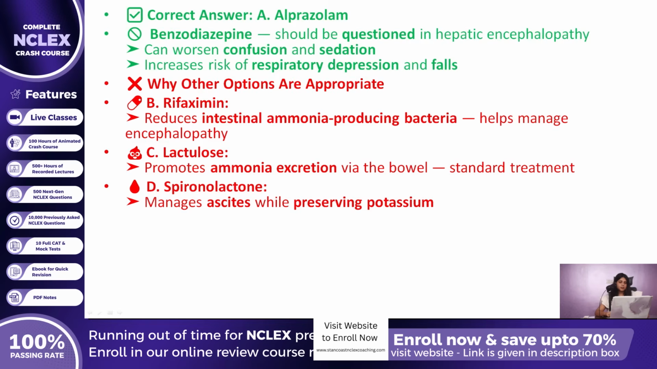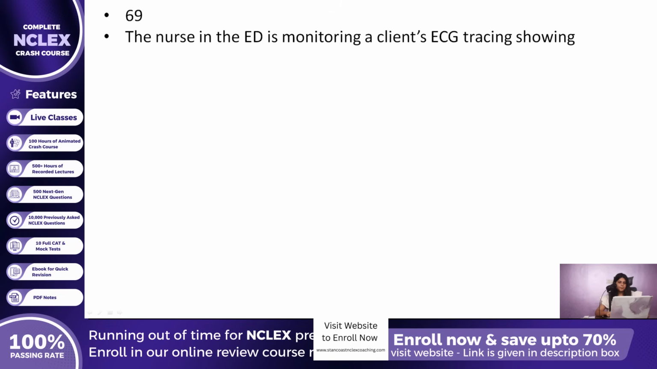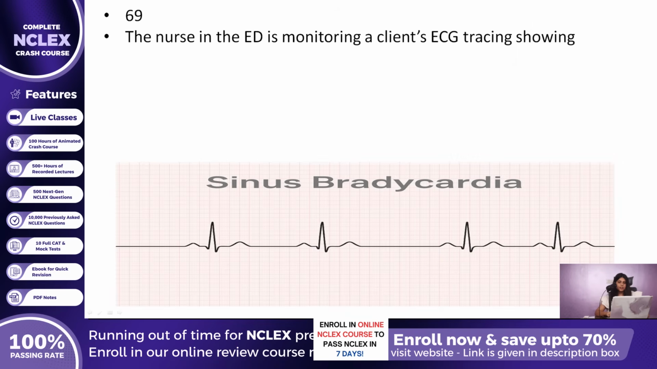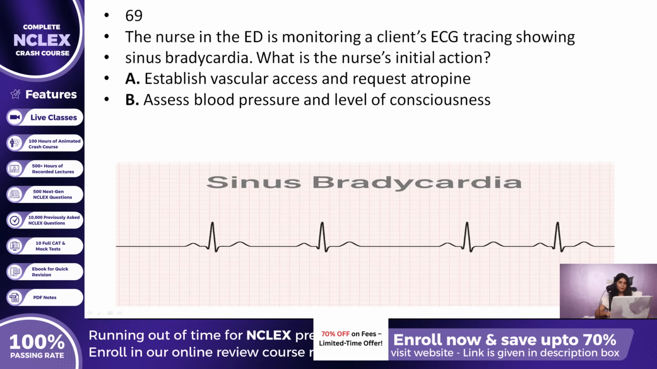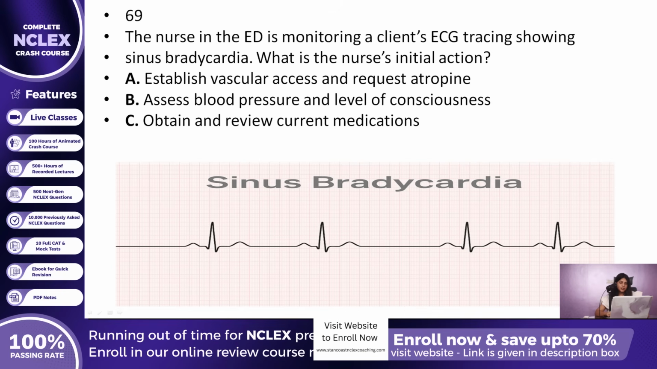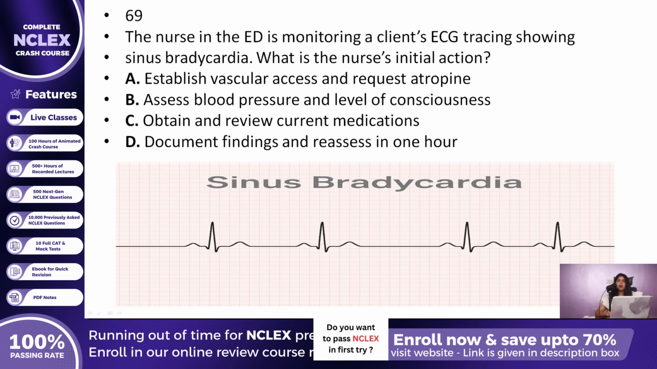Now let's focus on another question. 69. The nurse in the emergency department is monitoring a client whose ECG tracing shows sinus bradycardia. The options are A. Establish vascular access and request atropine. B. Assess blood pressure and level of consciousness. C. Obtain and review current medications. And D. Document findings and reassess in 1 hour.